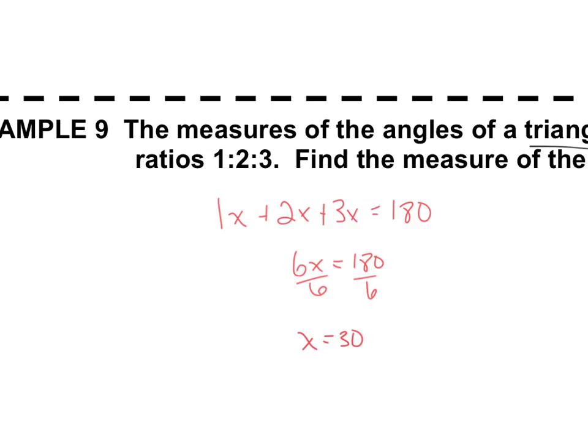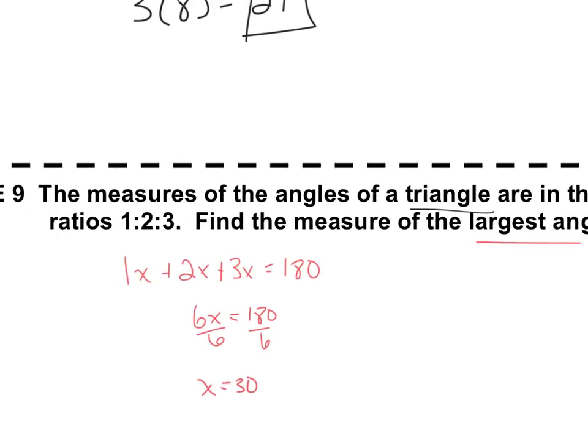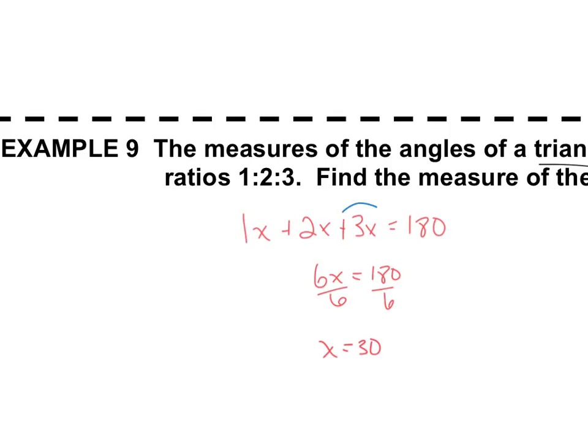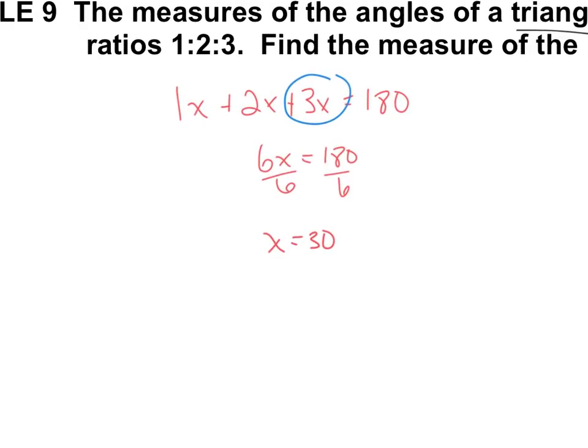Now, that is not my answer again. It says here that I want the largest angle. Well, the largest angle is going to have to be the one multiplied by 3. So I do 3 times my x value of 30, and I get that the largest angle is going to be 90 degrees.